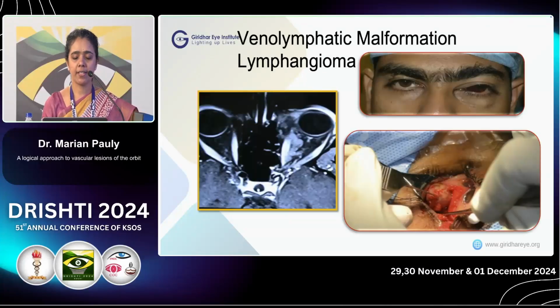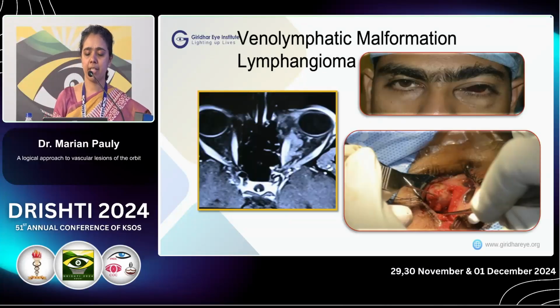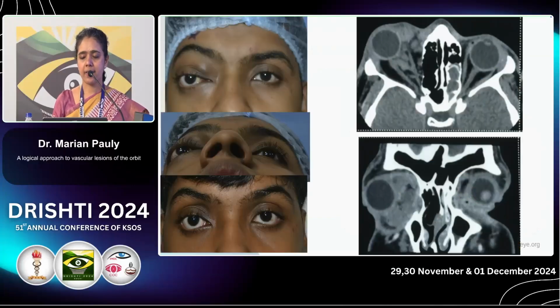Coming to the next most common one, that is lymphangioma. Lymphangioma is called veno-lymphatic malformation. Again, microcystic, macrocystic. It is seen in the younger age group. Treatment is again based on whether it is affecting vision, with sudden onset proptosis. Most of the time, they will say it increases with respiratory infection, which gives a clue to lymphangioma. If it is a chocolate cyst, then you can excise.